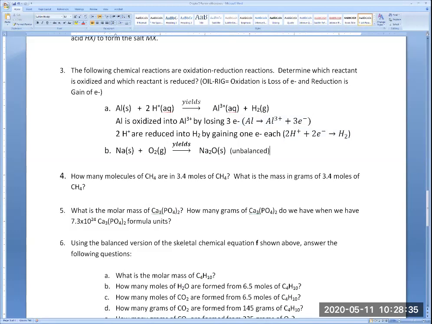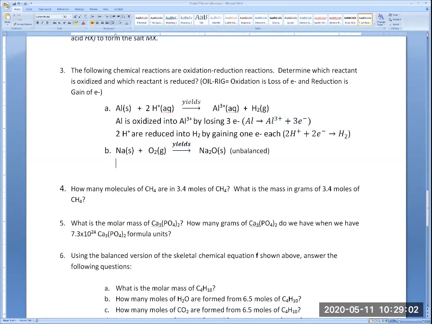So let's do the next one. So we have sodium as a solid. Remember, sodium is a metal, so as a solid, a piece of metal, plus oxygen gas. It's very reactive, and it makes Na2O, a solid. So it gets oxidized. And so which one of Na or oxygen is oxidized? Answer in the chat.